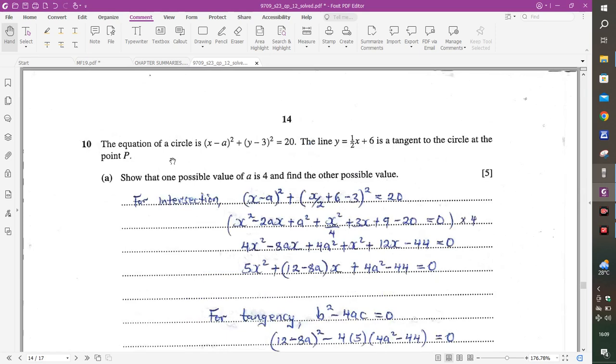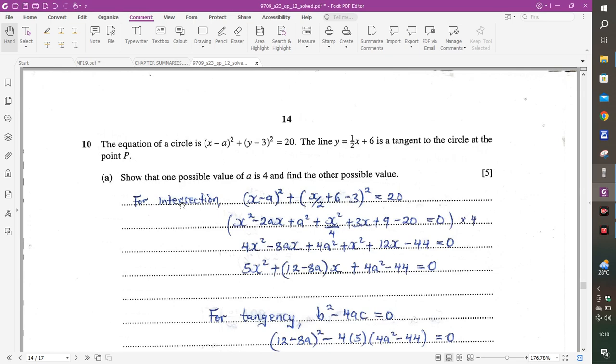Next, number 10. They said the equation of the circle, x minus a bracket squared plus y minus 3 squared, is equal to 20. The line y is equal to half of x plus 6 is a tangent to the circle at the point P. Show that one possible value of a is 4 and find the other possible value. So if this is a tangent to the circle, this means these two are intersecting.